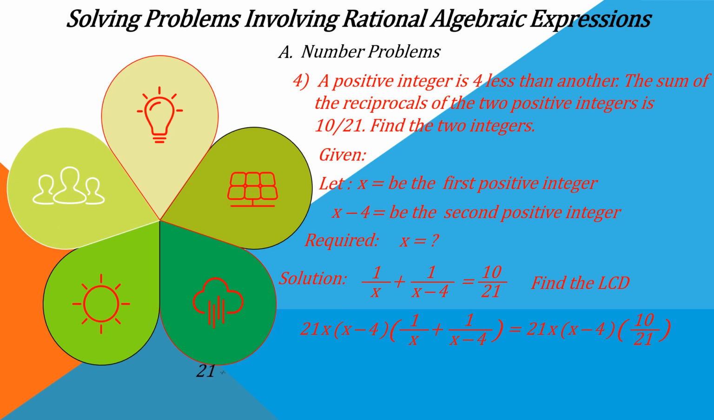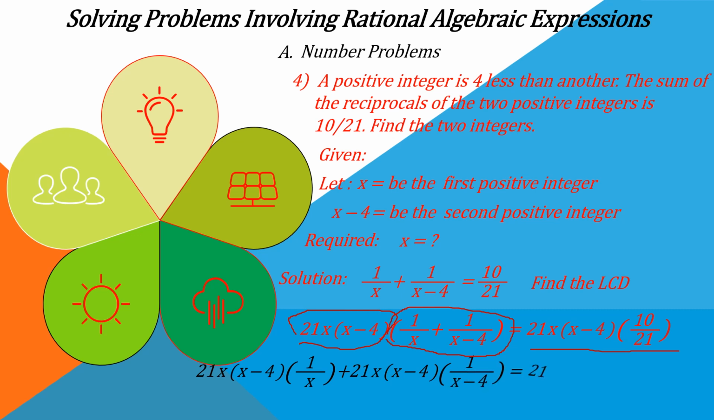Simplify. So we need to distribute our LCD, or least common denominator, to the quantity inside of this bracket. And this is our 21x multiplied by x minus 4 multiplied by 10 over 21. Therefore, 21x multiplied by x minus 4 multiplied by 1 over x plus 21x multiplied by x minus 4 multiplied by 1 over x minus 4 is equal to 21x multiplied by x minus 4 multiplied by 10 over 21. We just distribute our LCD to all terms of the equation.